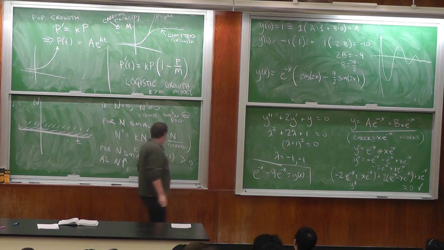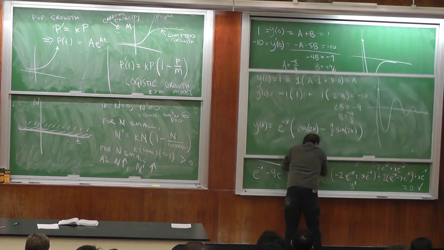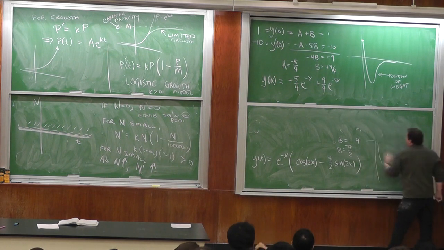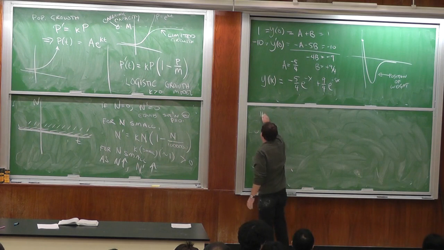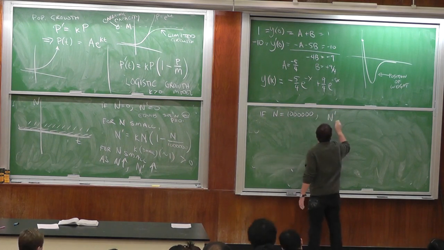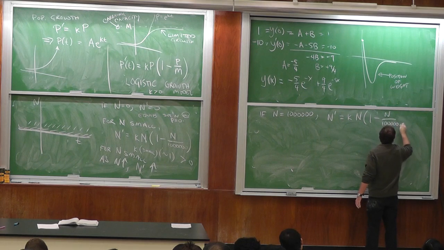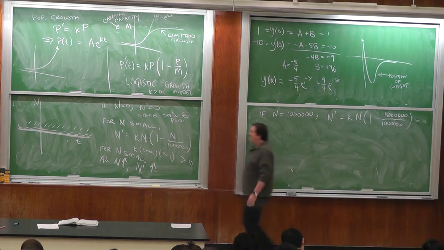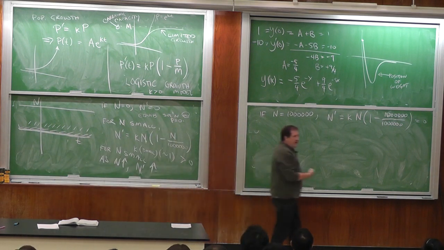But if the number of narwhals gets too big, gets close to a million, well, let's just notice, if we have exactly 1 million narwhals, we always have exactly 1 million narwhals. So the number that die would exactly equal the number that are born.